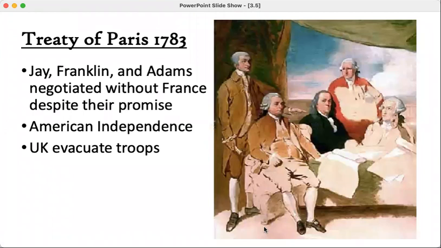It's just fun. In the Treaty of Paris in 1783, John Jay, Ben Franklin, and John Adams negotiate with the British without the French, right? When they had signed the original treaty with France, they had said, yeah, you'll totally be at the negotiation table. We won't make any decisions without you. When push comes to shove, we make all of our decisions without them. But because of that, we won many concessions by going at it alone.